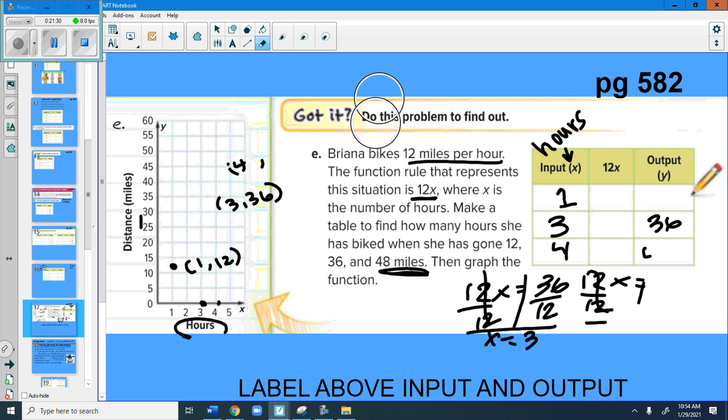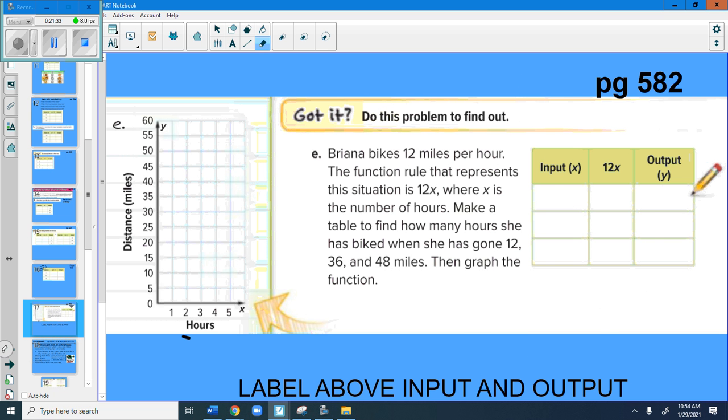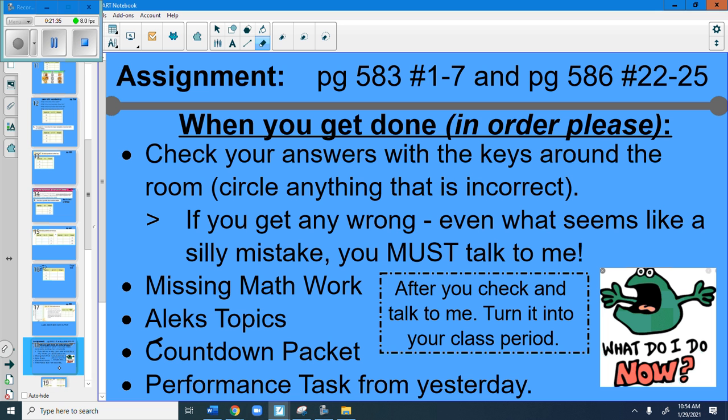Okay, so saying that, please open your book to page 583. You might actually already be there. 583. Your assignment is 1 through 7 right there. You can tear it out. You're going to tear out page 583 and 586. Well, I mean, it's attached, I think, maybe. I don't know if it is or not, actually. But 583 and 586. If you look at the top of my board up here, your assignment is right there. 583, number 1 through 7. 586, numbers 22 through 25.